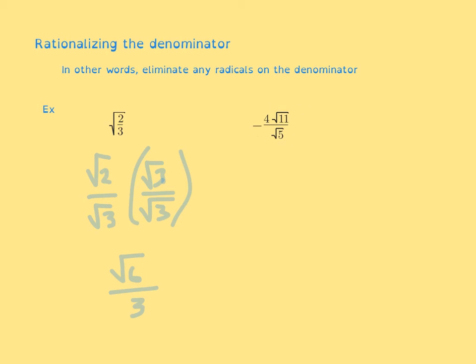Next up with this fraction we have here, the root 5 is the problem. We want to get rid of the root 5. So to do that, we multiply numerator and denominator by root 5. That gives us negative, because there's a negative there, negative 4 root 55, because we do 11 times 5, over, and then root 5 times root 5 is just 5. It's tempting to try to take this further, but we can't. That root 55, we can't bring that any further. Negative 4 over 5 root 55.